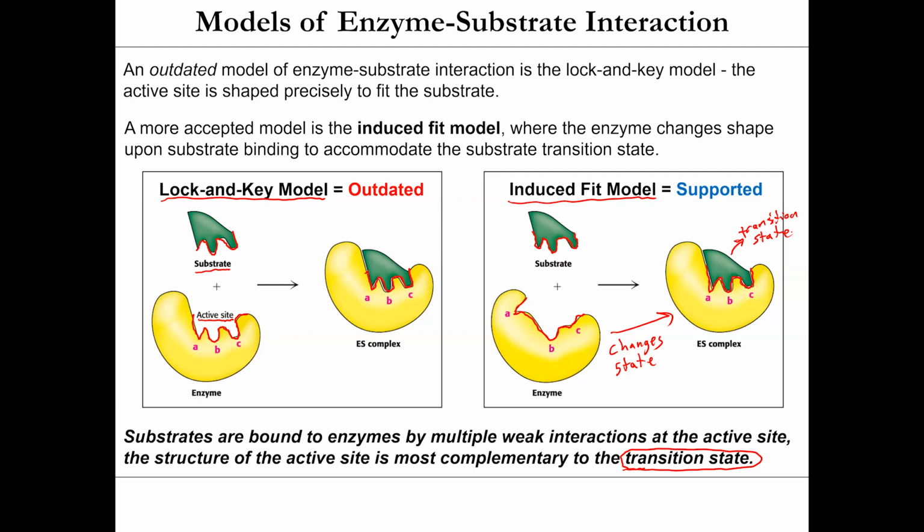So I just want to point out that both of these models describe how substrates are bound to enzymes by multiple weak interactions at the active site. So there are going to be a lot of different residues, for the most part, involved in this enzyme substrate complex, and the structure of the active site is most complementary to the transition state. That's what makes the best, most efficient enzyme. And this induced fit model describes that best, and it's highly supported by the evidence that we have.